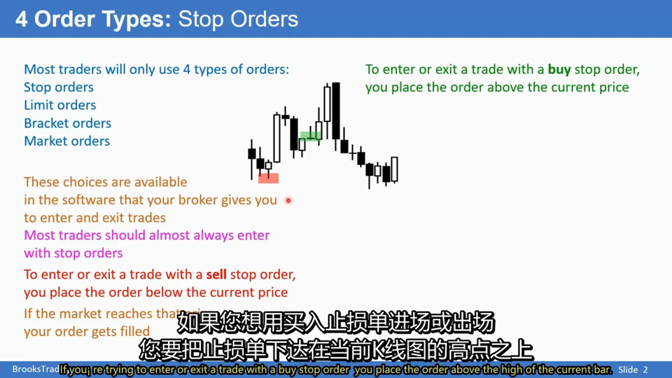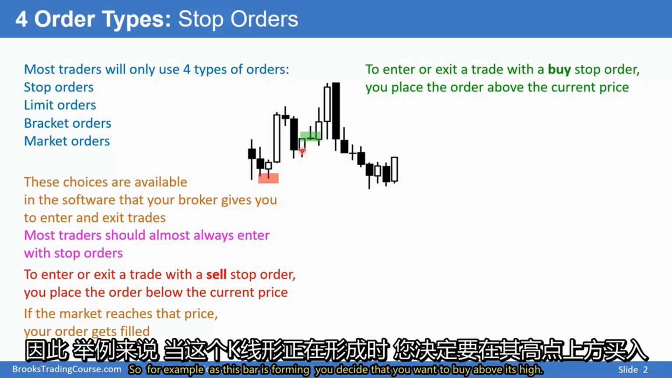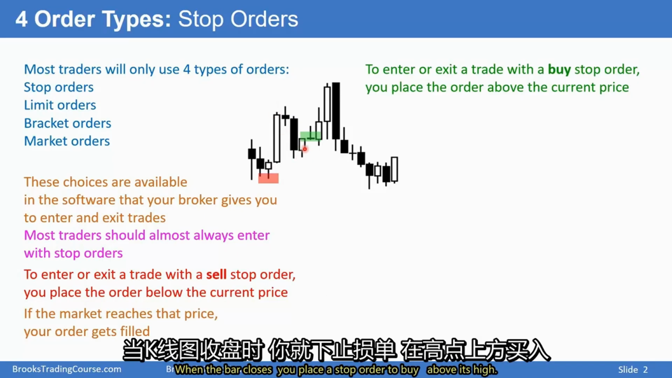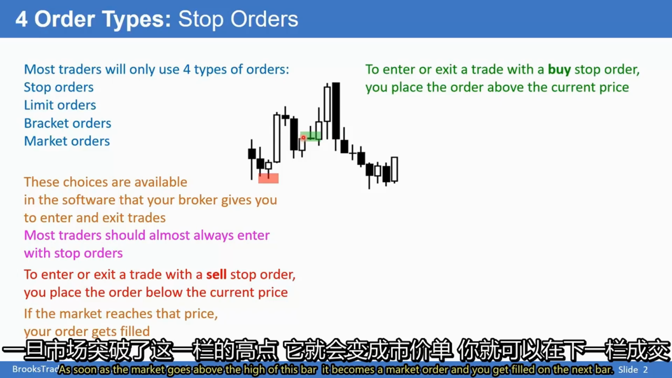If you're trying to enter or exit a trade with a buy stop order, you place the order above the high of the current bar. So for example, as this bar is forming, you decide that you want to buy above its high if the market goes above its high. Either to exit a short, maybe you sold below here, or to go long, thinking this is a pullback from this breakout. When the bar closes, you place a stop order to buy right above its high. As soon as the market goes above the high of this bar, it becomes a market order and you get filled on the next bar.